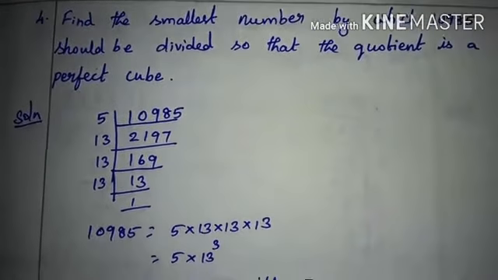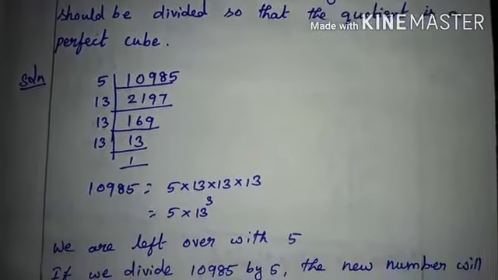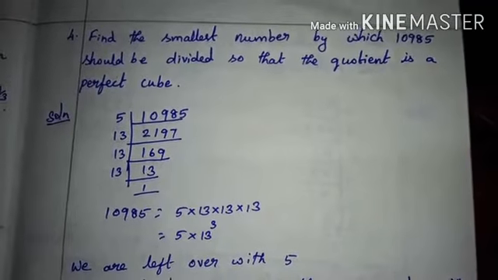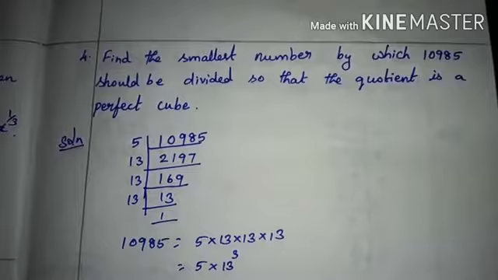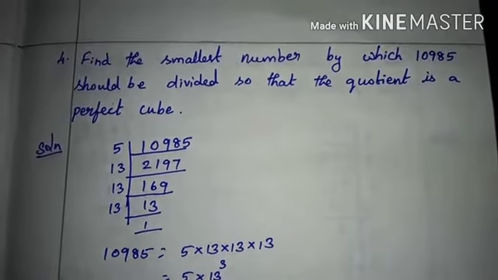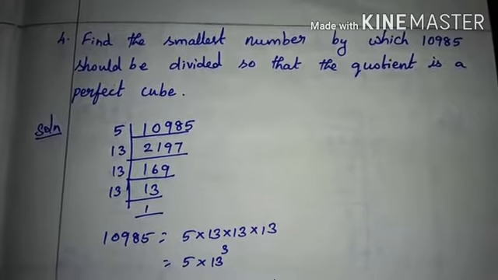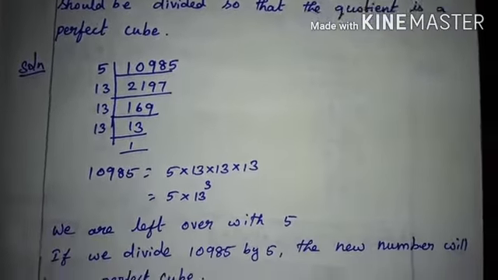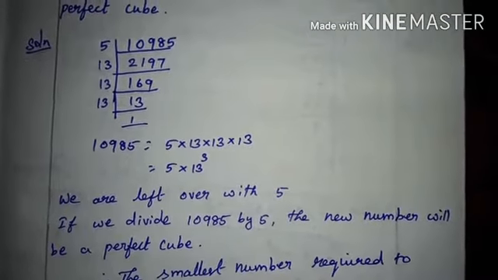Fourth sum, find the smallest number by which 10,985 should be divided so that the quotient is a perfect cube. Here they have given the number 10,985. You have to find out by which number you have to divide to convert 10,985 into a perfect cube. For that, here also first we are going to find the prime factors of 10,985.